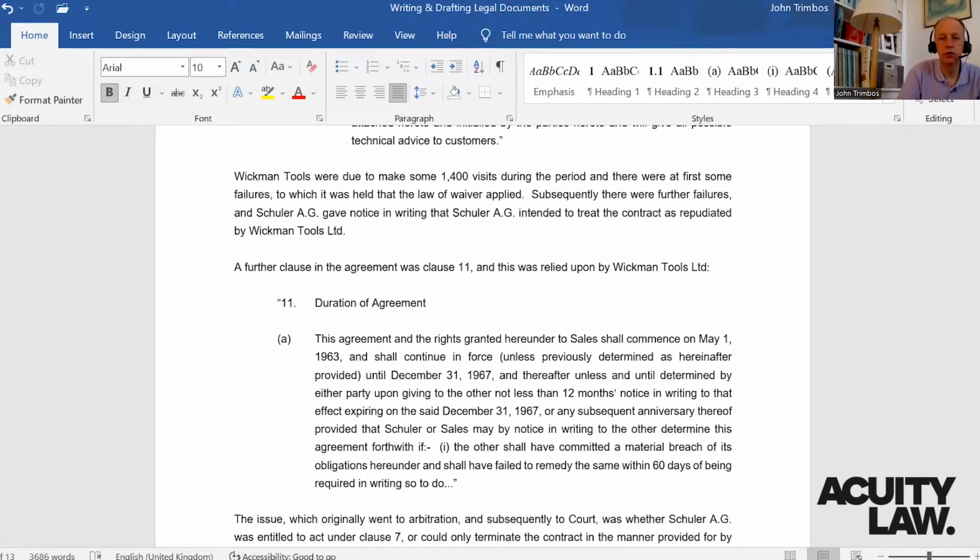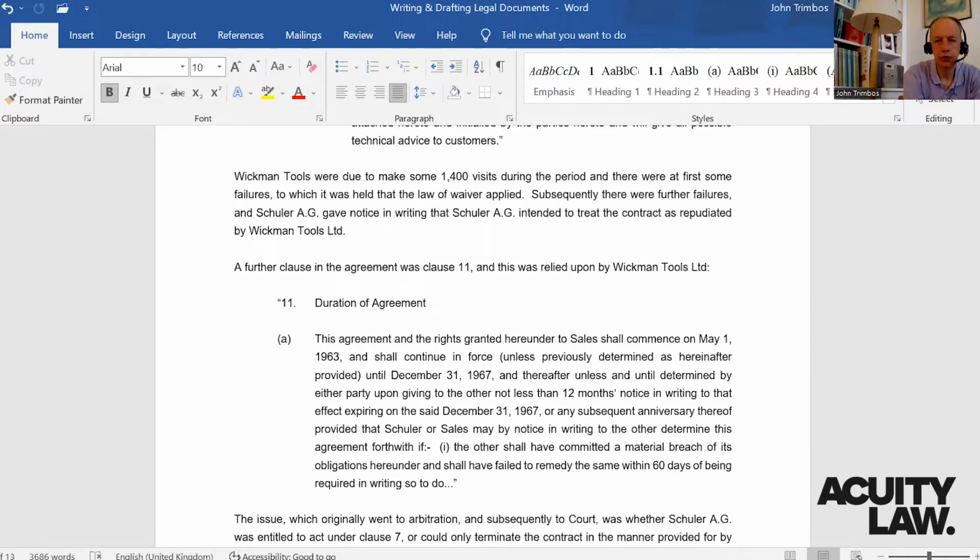And here we have a new item here. Schuler or sales may by notice in writing to the other determine this agreement forthwith, if the other shall have committed a material breach of its obligations hereunder, and shall have failed to remedy the same within 60 days. So if one party thinks the other's in breach, you serve this clause 11a notice. You've got 60 days to remedy the breach, and if you do, then we're good. If you don't, then we can determine the contract. We can bring the contract to an end.